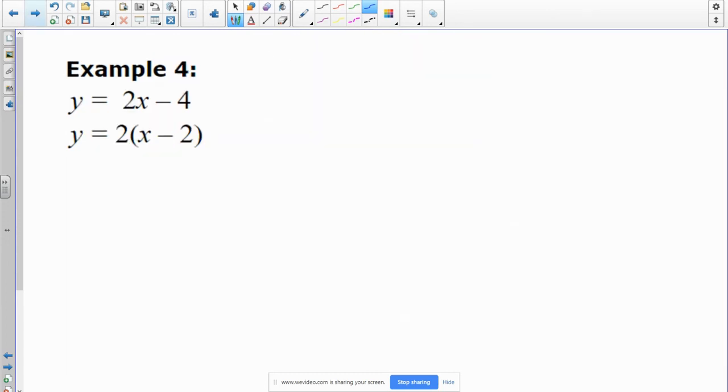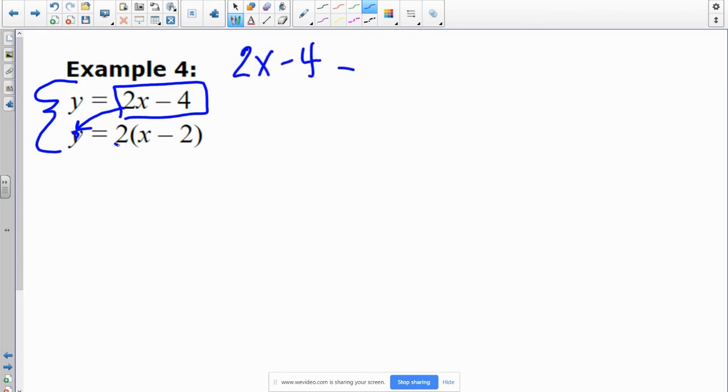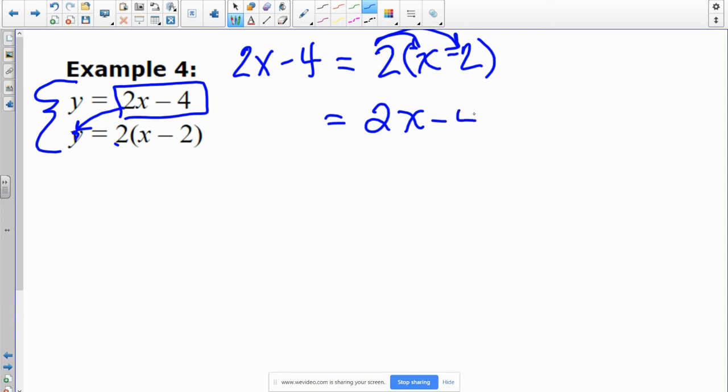And our last example, okay, this is one where we both have the y's isolated. So we're going to take that 2x minus 4 and substitute it in for that y, because y is equivalent to 2x minus 4. So instead of putting a y, I can equally put in 2x minus 4 equals, and I'm going to write that, 2x minus 2. I'm going to distribute here. So 2 times x is 2x. 2 times -2 is -4.